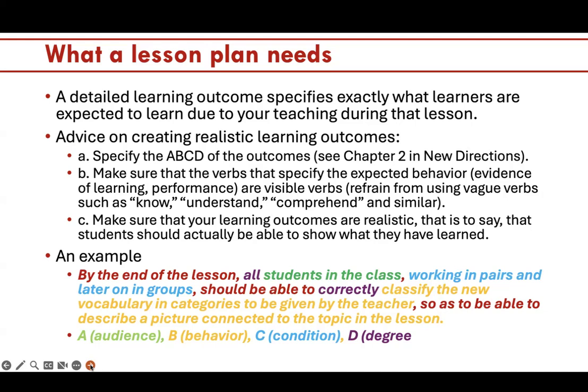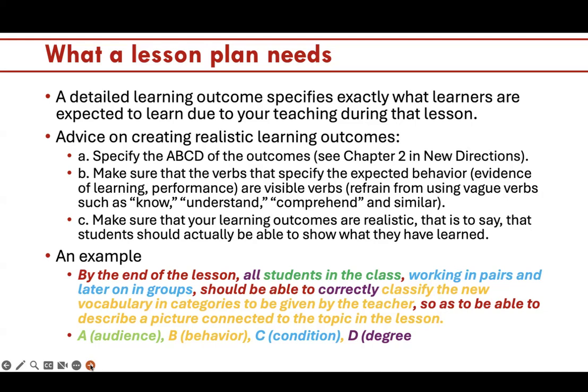If you need to learn again how to write a good learning outcome, which is one of the things that you should really master in this first didactics course, I recommend that you use the ABCD formula for writing the outcomes that you can find in chapter 2 in New Directions in English Language Teaching. You have to make sure that the verbs that you use to describe what students should be able to do, that is to say, the expected behavior, are verbs that we can see.